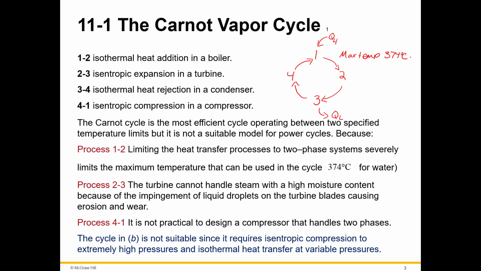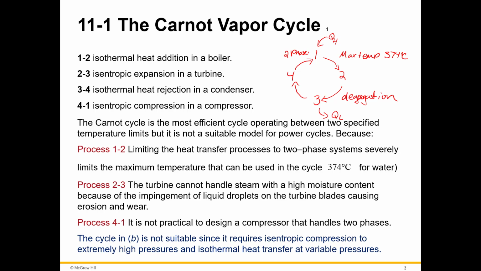2 to 3, the turbine cannot handle steam with a high moisture content because of the impingement of liquid droplets on the turbine blades, causing erosion and wear. So right here, we have degradation. And then 4 to 1, it's not practical to design a compressor that handles two phases. So this is two-phase.